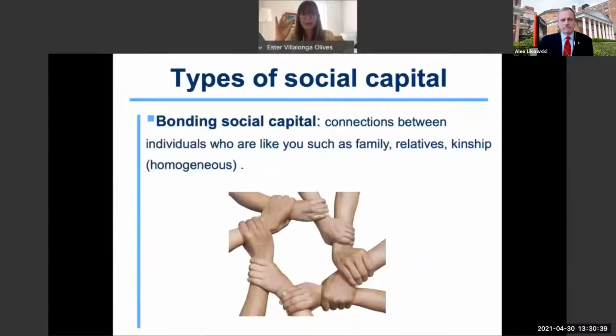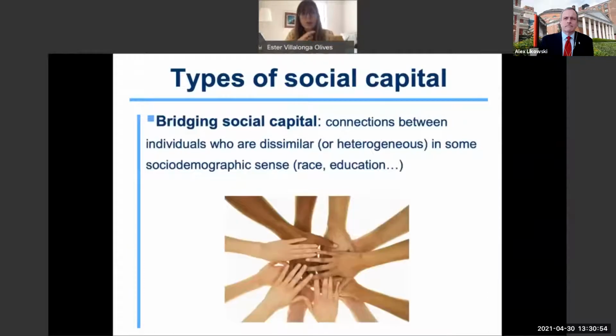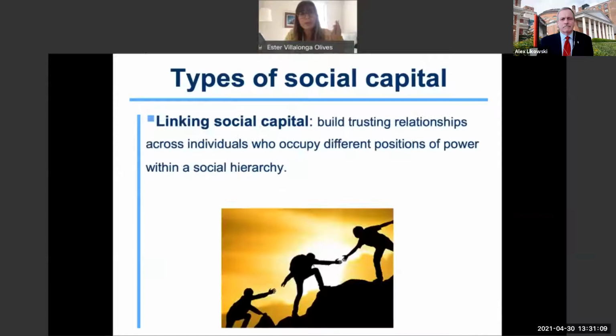To define bonding social capital, I think about the connections between individuals who are like you, such as family, relatives, and kinship. So I think about homogeneous groups. When I think about bridging social capital, I think about connections between individuals who are dissimilar or heterogeneous in some sociodemographic sense, for example, such as race or education. But when we think about linking social capital, we think about building trusting relationships across individuals who occupy different positions of power within a social hierarchy.